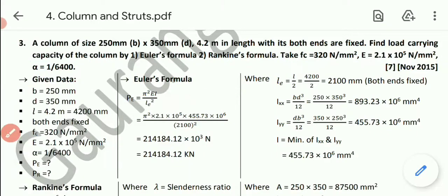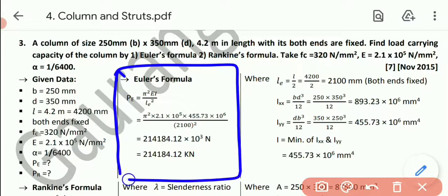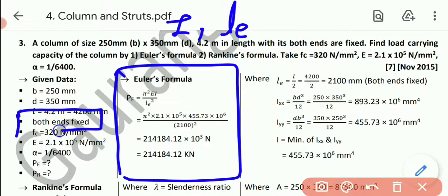So first of all we need to calculate the force using both formulas. First let's solve it using Euler's formula. Let's talk about the knowns. Already in the previous example we discussed that we need two values for Euler's formula, I and LE. For LE, the end conditions will definitely be there, that is both ends are fixed.